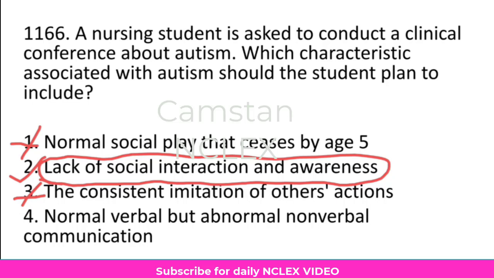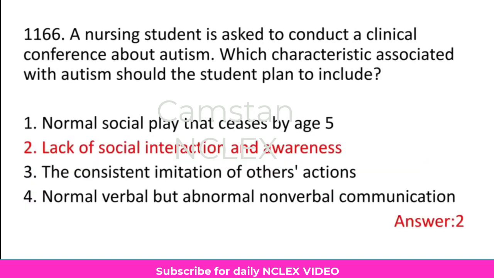And option 4 is nonverbal but abnormal verbal communication. In it, abnormal verbal communication as well as abnormal nonverbal communication are both present. The verbal communication is not normal, both are abnormal. So here the right answer will be option 2. In a child with autism, a lack of social interaction and awareness may be seen.